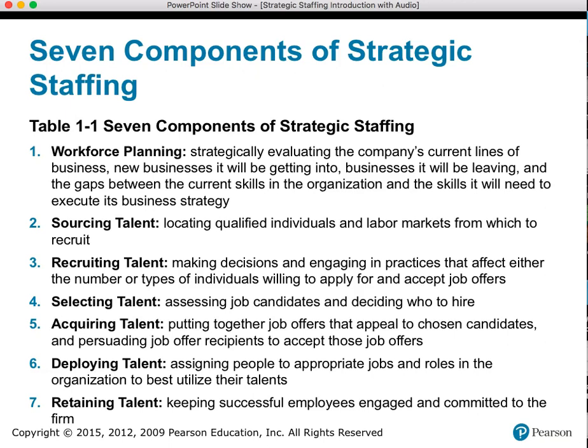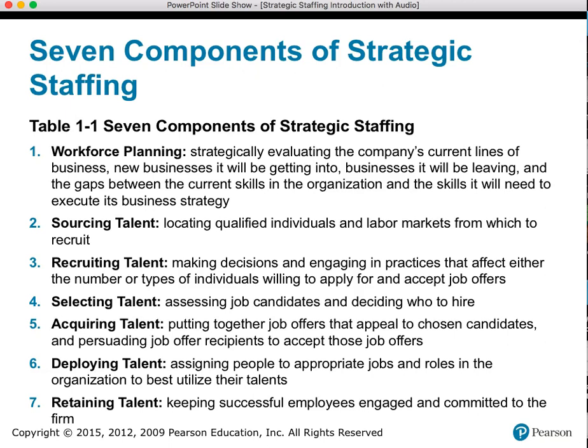There are 7 basic components to strategic staffing. The first part of it is the most important, and that's the workforce planning. It's how we determine, based on the strategic direction of the company, how many employees we need to be able to do the jobs. And particularly if we're growing or if we're shrinking, we need to be aware of that. And what skill set is needed, and what level of skill set is needed.